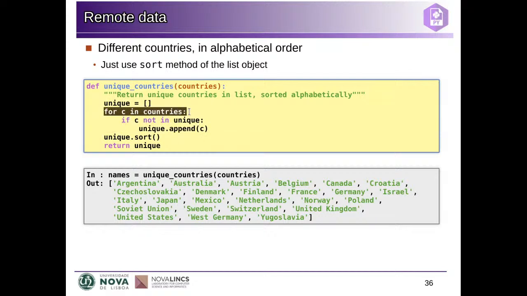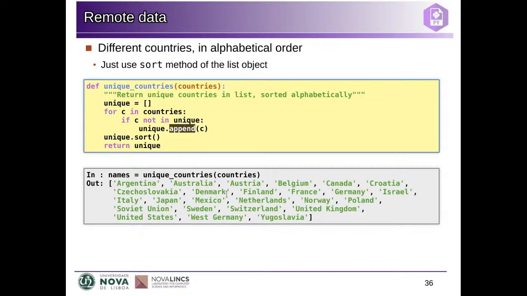So this is the for loop. Inside the for loop, there is an if statement, and inside the if, there is this append call here. So after we finish the loop, we have in this unique list countries appearing only one time, because if a country is already there, it's no longer inserted into the list with this append.